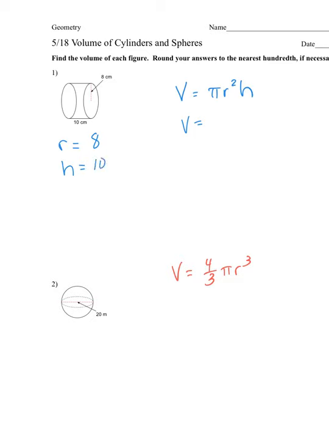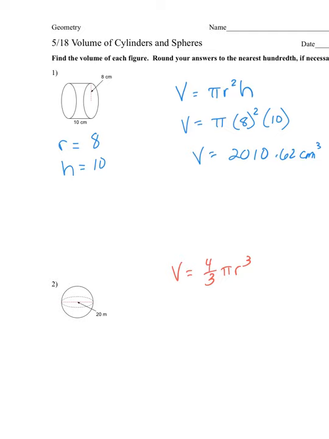So then you just put that in your formula, and you put 8 squared times 10, and you put it in the calculator, and you get that the volume of this cylinder is 2010.62 centimeters cubed. Remember, volume is centimeters cubed. So this is really easy.